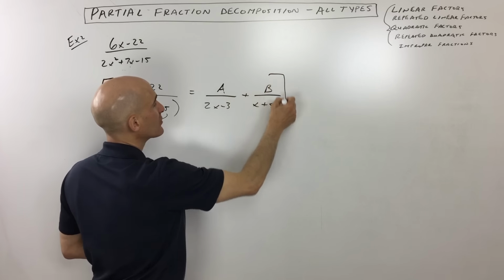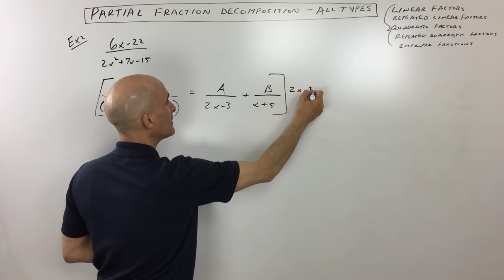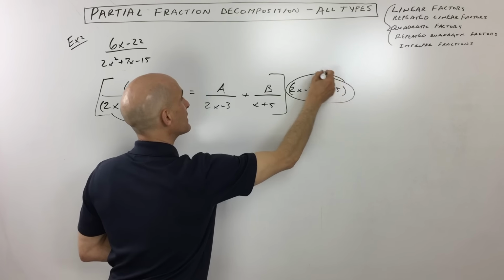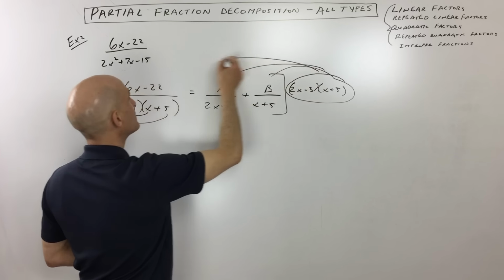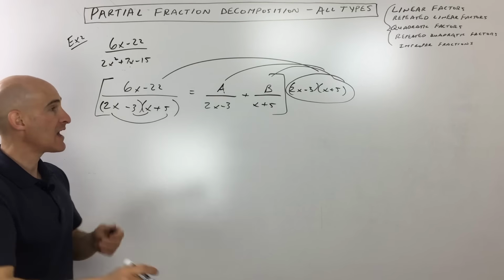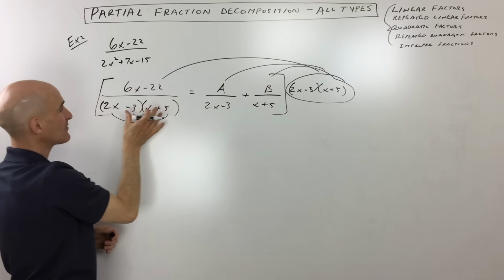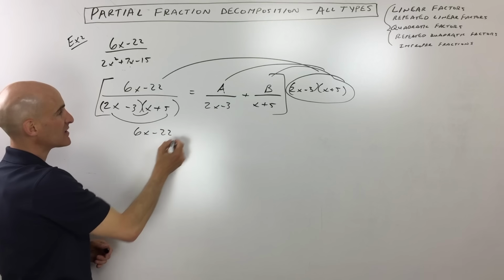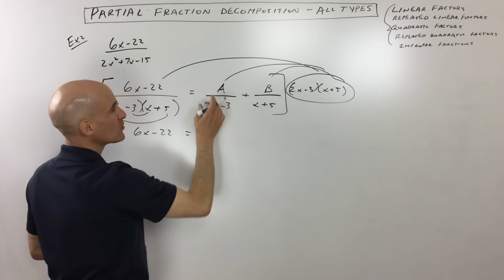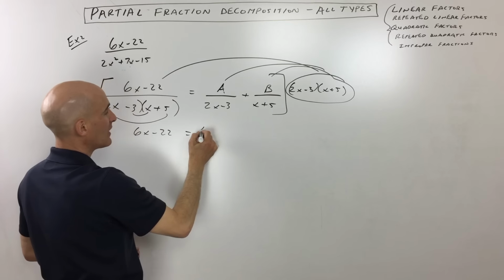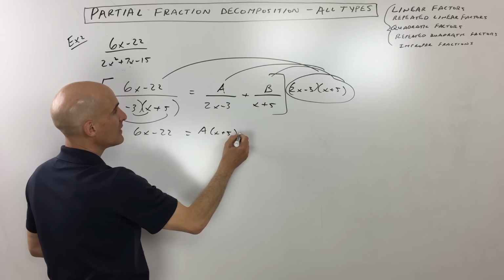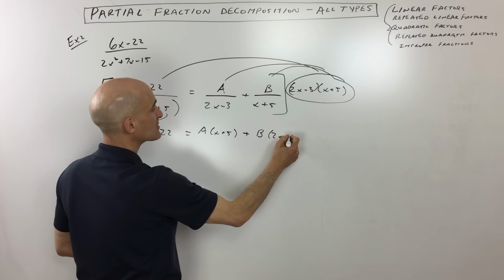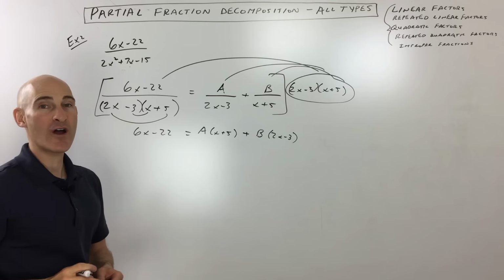Okay, so now we're going to do just like we did in the last example. We're going to clear the denominators by multiplying through by the common denominator. So if I take this and distribute it to each one of these fractions, we can clear the denominators. So 2x minus 3 times x plus 5 times this one, the numerator and denominator cancel, just leaving us with 6x minus 22. When we distribute it to this one, the 2x minus 3's cancel, and we have a times x plus 5. And when we distribute to this one, the x plus 5's cancel, so we have b times 2x minus 3. So are you with me so far?